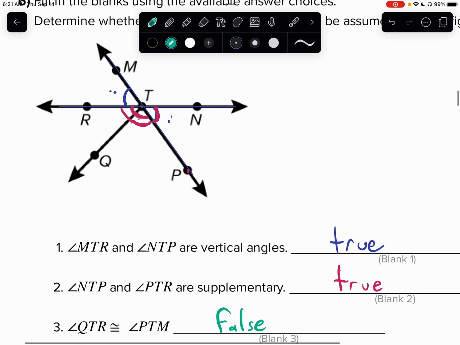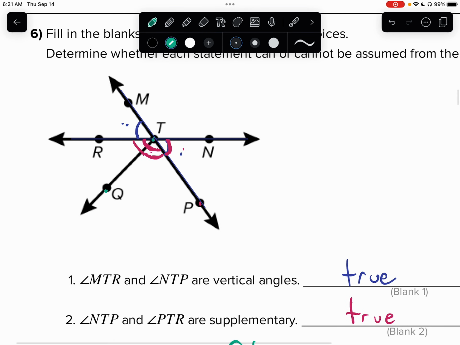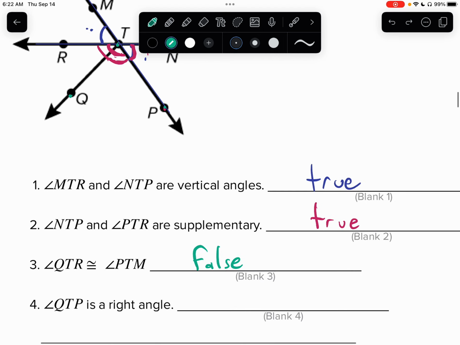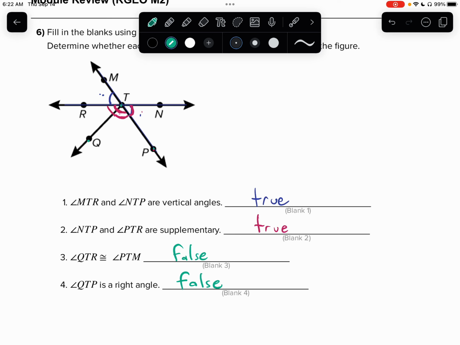And then QTP is a right angle. All right, so they're saying that this is a right angle. It could be, it looks a little bit acute to me, but it could be a right angle. However, we cannot assume that. There's nothing in this diagram that tells me anything about them being perpendicular. So there's no way I can assume that that's a right angle. So we're going to say false. So it's true, true, false, false.